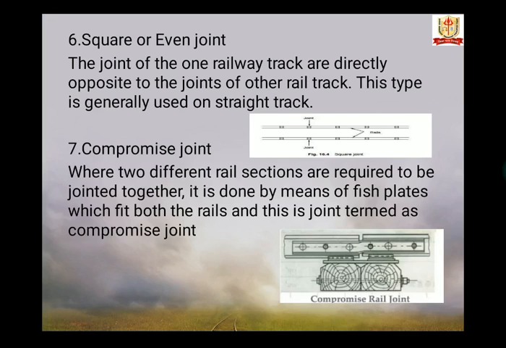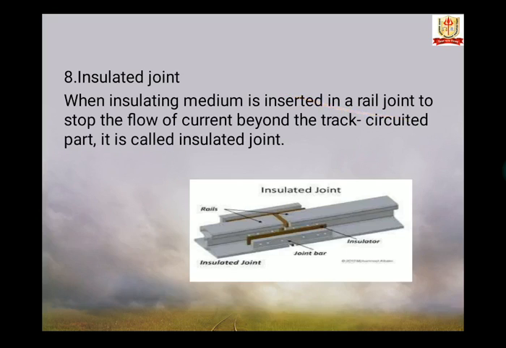Compromise joints: where two different rail sections are provided to be jointed together, it is done by means of fish plates which fit both the rails, and this joint is termed a compromise joint. The last type of rail joint is the insulated joint. When an insulating medium is inserted in the rail joint to stop the flow of current beyond the track circuit part, it is called an insulated joint. It is used in a track beyond the station yard limits on either side of the railway station.